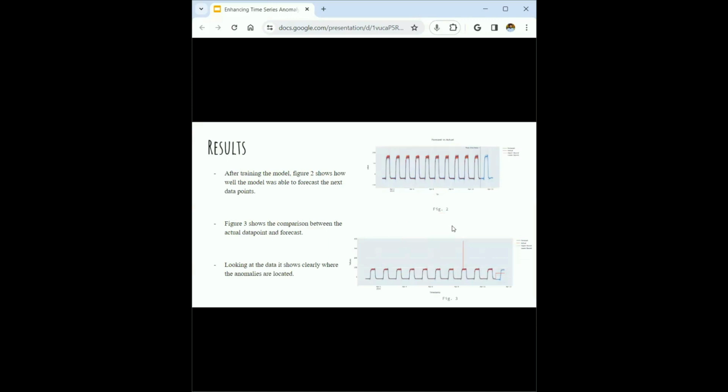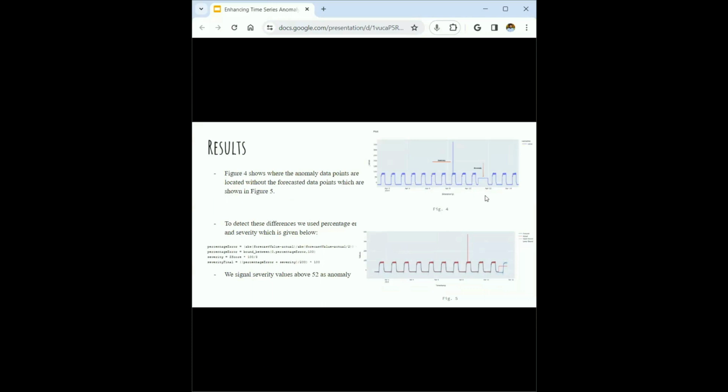After training these two models, figure 2 shows how well the model would be able to forecast the next data points. Figure 3 shows the comparison between the data points and the forecast. Looking at this, the data clearly shows where the anomalies are located. Figure 4 shows where the anomaly data points are located without the forecast data points, which are in figure 5. So these are some of the ways through which we can find those anomalies. We signal a severity value above 52 as an anomaly.